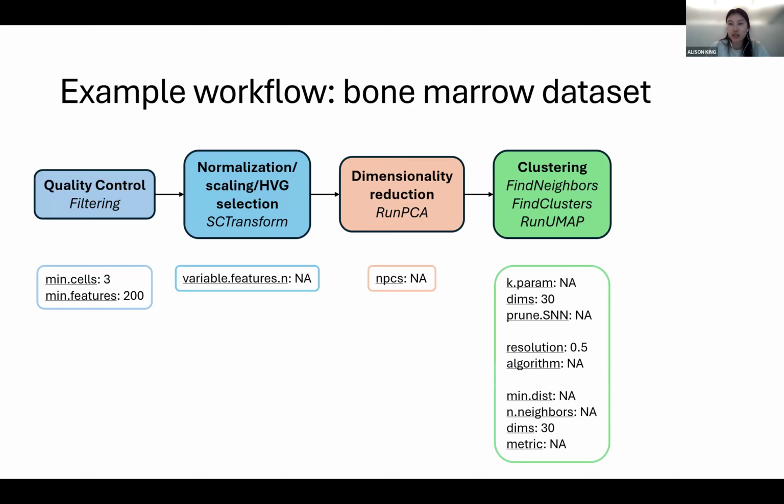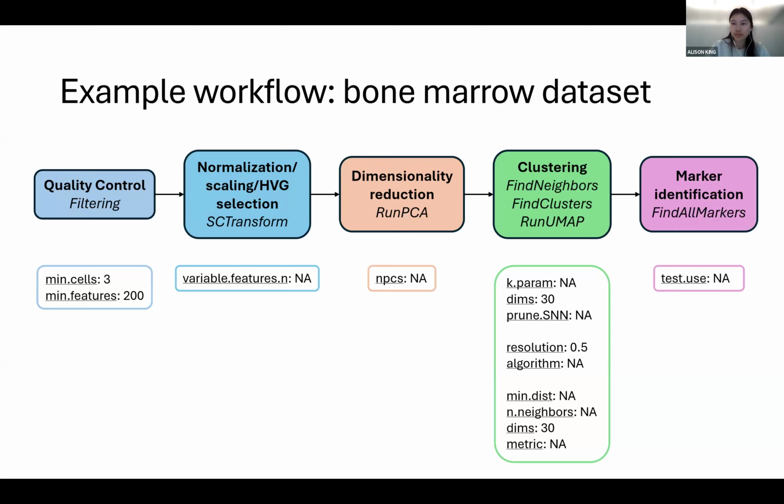And then from there, to perform the clustering, I first did FindNeighbors, and SCTransform recommends that you can use a higher number of dimensions, so I went with 30 dimensions there. And for FindClusters, I ended up with the resolution of 0.5, which seemed to get a reasonable amount of clusters. And then for RunUMAP, I also did 30 dimensions to stay consistent with FindNeighbors. And then finally, to identify marker genes, I used FindAllMarkers, and I used the default test here as well.